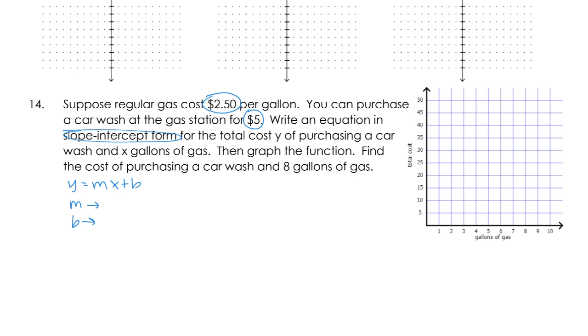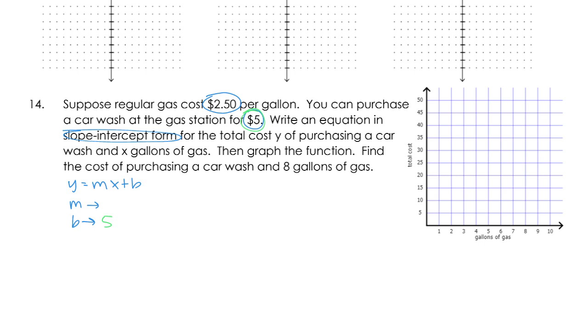So this one's a little bit trickier than the one on the front. Your starting point for this problem is going to be your $5. When you buy that car wash, it doesn't matter what kind of car you have, or how far you're going to drive, or whatever it might be. You are paying $5 for that car wash. That is the starting value of what you're going to pay.